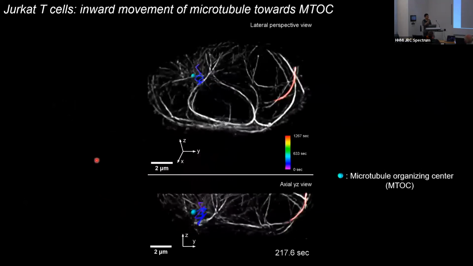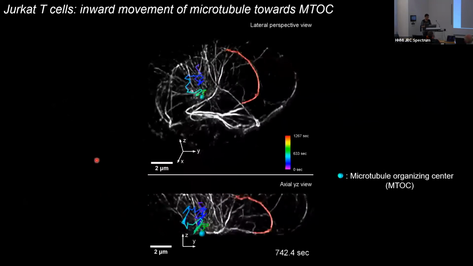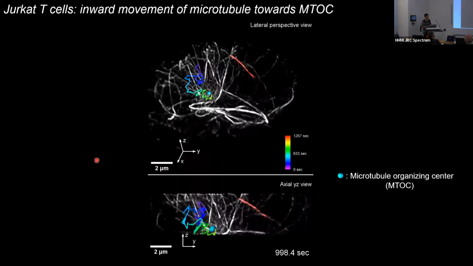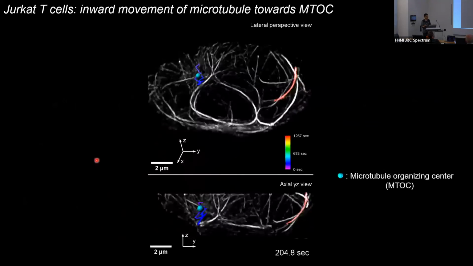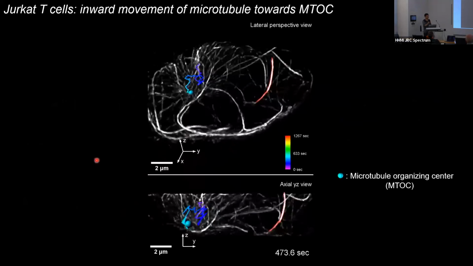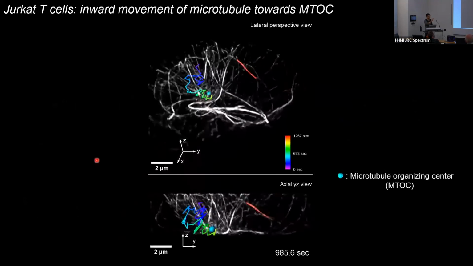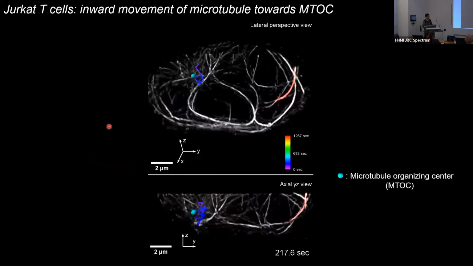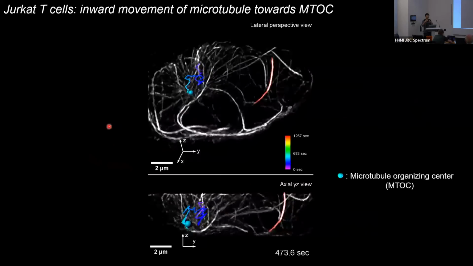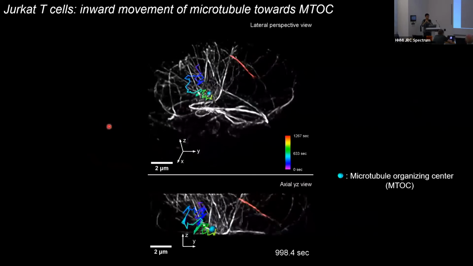This system could also be used to investigate the spatial relationship between the so-called MTOC, or you can say the centrosome, right? The relationship between the centrosome position and one of the segmented filaments, microtubules. As we can see in the movies, MTOC repositioning is closely related to the movement of one of the segmented microtubules.